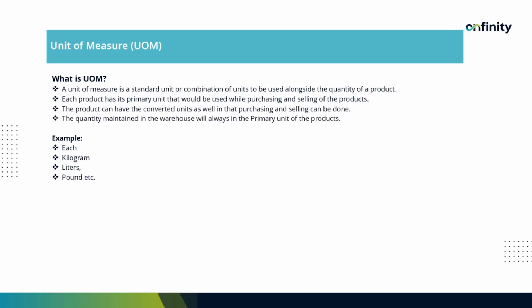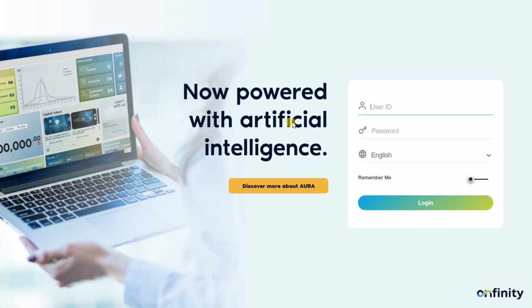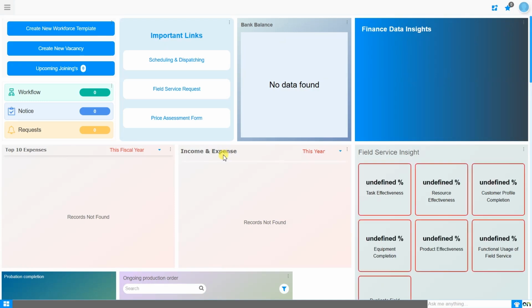Now that we've covered the concepts and requirements, let's move to the Onfinity system and walk through the actual process live. To configure a unit of measure in the Onfinity system or view existing UOM records, open the Onfinity application and log in with your user ID and password. After clicking Login, you'll see the homepage.